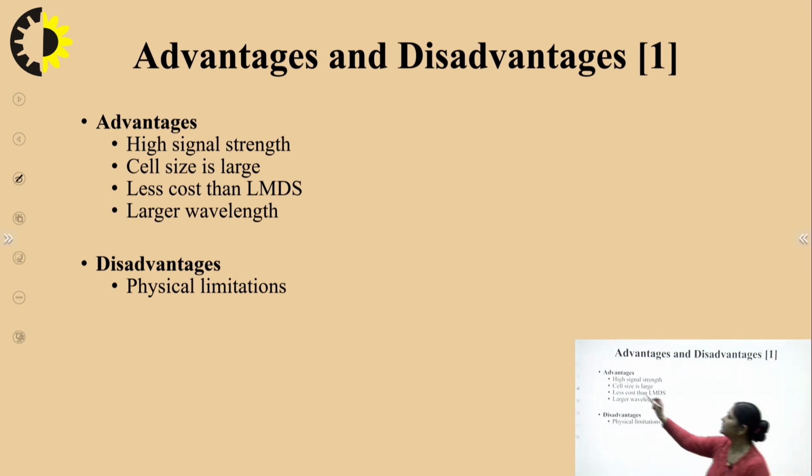Advantages of this system are high signal strength, large cell size, less cost than LMDS, and larger wavelength. Disadvantages include physical limitations, in that the area covered will depend upon the height of the antenna and so on.